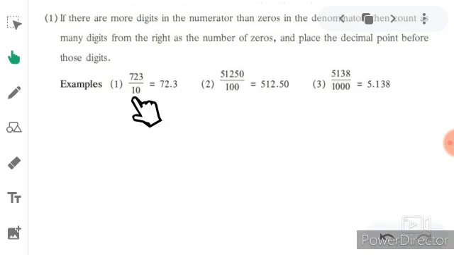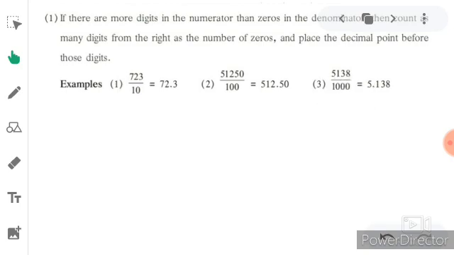Means if 10 is present here, you will have to put the decimal point after one digit from the right. If two zeros are there, write the number as it is and put the decimal point after two digits. If three zeros are there in the denominator, put the decimal point after three digits from the right-hand side.